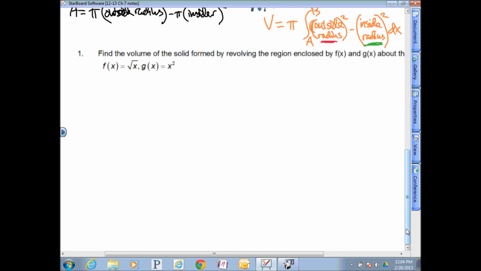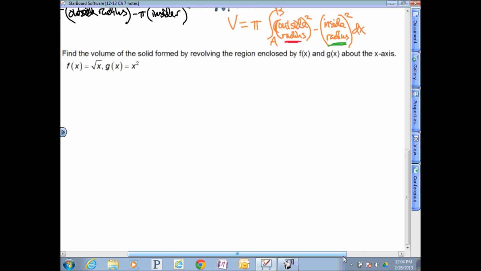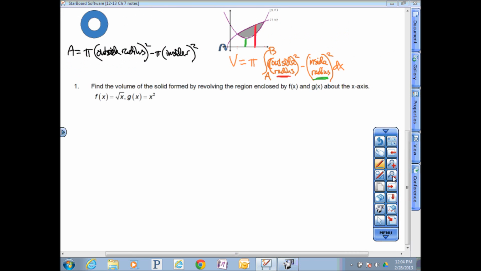First one: find the volume of the solid formed by revolving the region enclosed by f of x and g of x about the x-axis. Let me zoom a little so I can have it all on one screen. So we're going about the x-axis this time. I think I can figure this one out pretty easily. Square root of x would look something like this. X squared would look something like this. And we're revolving it around the x-axis, so the region I want is the part enclosed by those two curves.